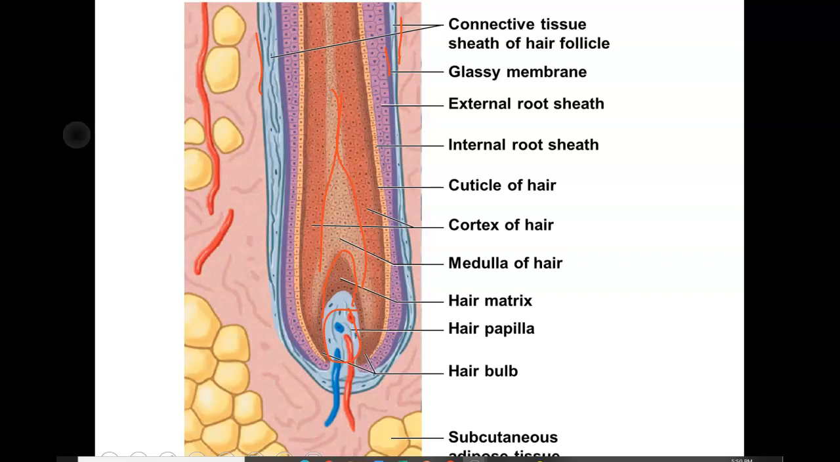And so towards the bottom of this little section here, just simply here and here, that's going to be referred to as the root bulb or the hair bulb at the end. And then underneath, you see some subcutaneous or adipose tissue there at the bottom.